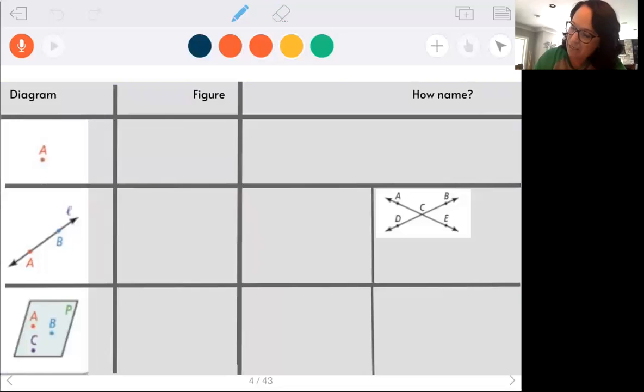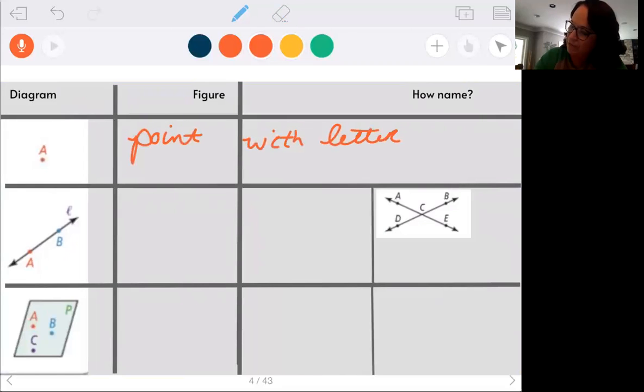Pretty exciting. This is called a point. In particular, it's called point A. How do you name it? With the letter. So if ever you see a reference like this, it means point C, find it. Oh, there it is. So points are pretty straightforward.